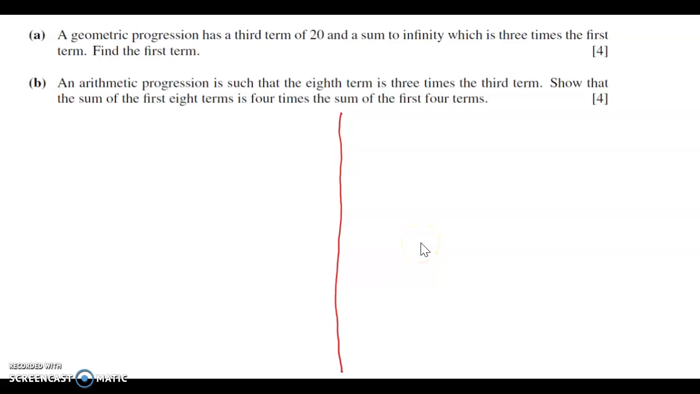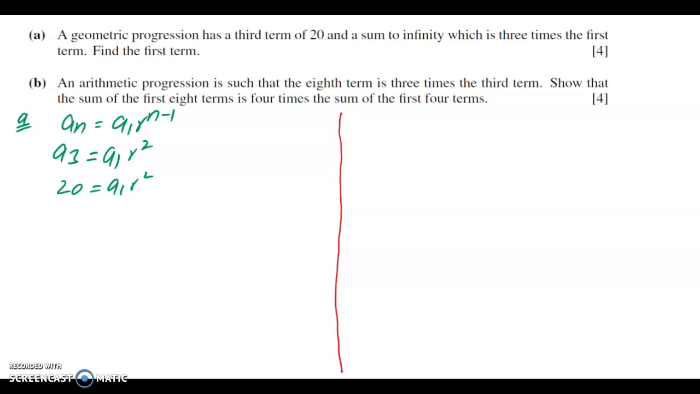Here in this one, we are going to look at one exam-style question from sequences. In part A, it says a geometric progression has a third term of 20. As you remember the formula for a geometric series, a1 r to the power n minus 1, the third term will be a1 r squared. So 20 is equal to a1 r squared.